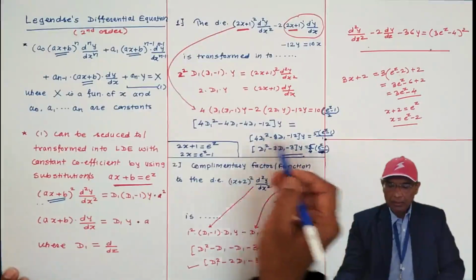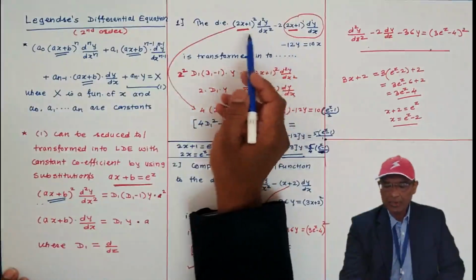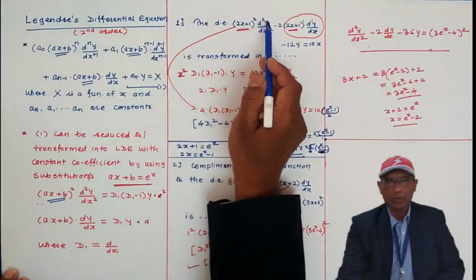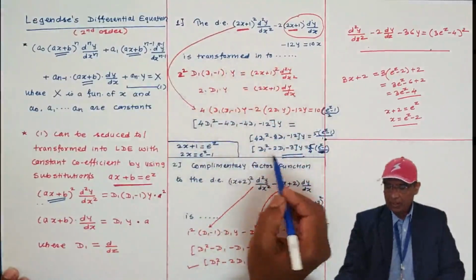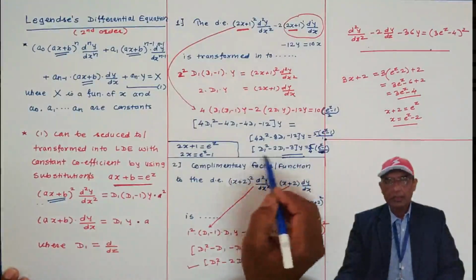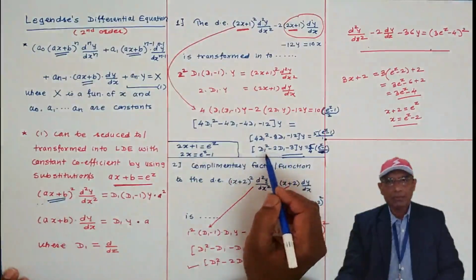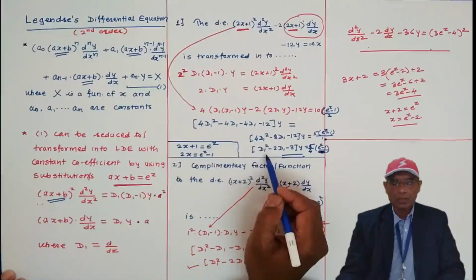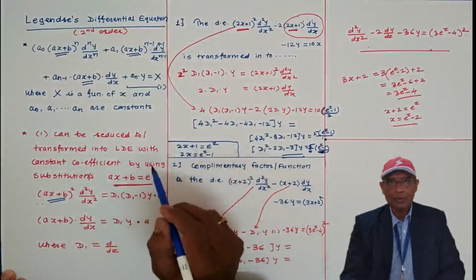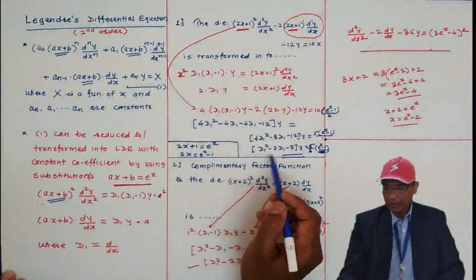Now, the question was like this. The differential equation, this is Legendre's differential equation, because of the form (ax plus b) power 2 d2y by dx square. This type of equation is transformed into this differential equation. Here you may replace D1 by D also. D1 is the derivative with respect to z. For our convenience we have taken it, because many times we use D for derivative with respect to x, and D1 is the derivative with respect to z.